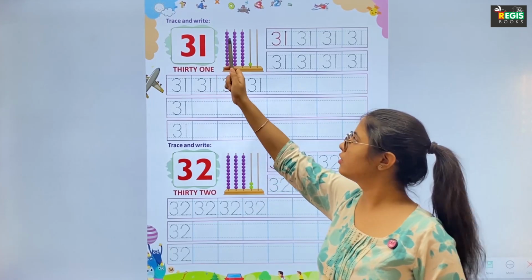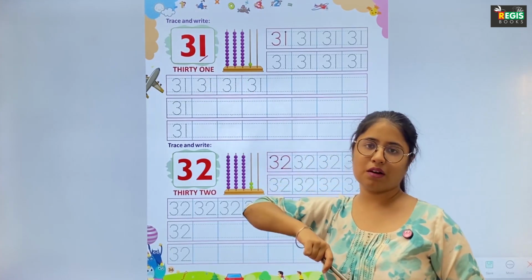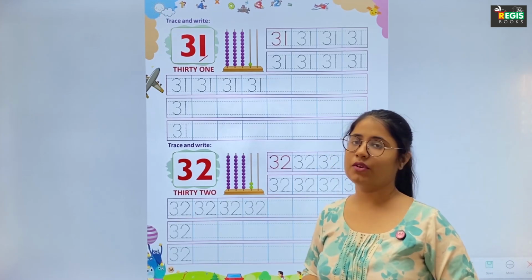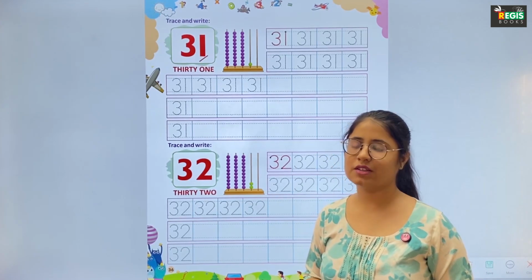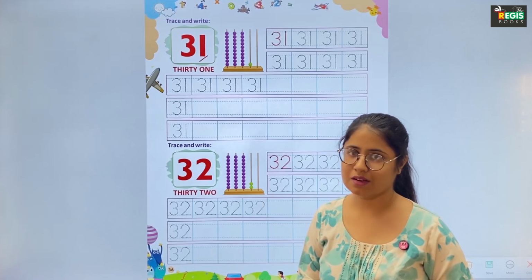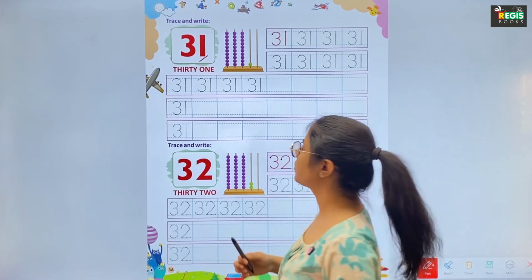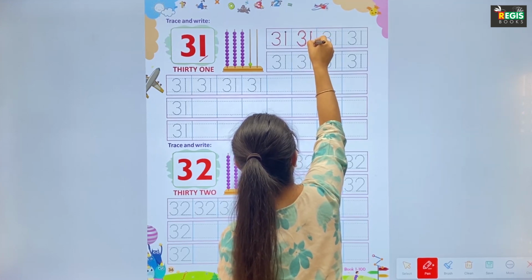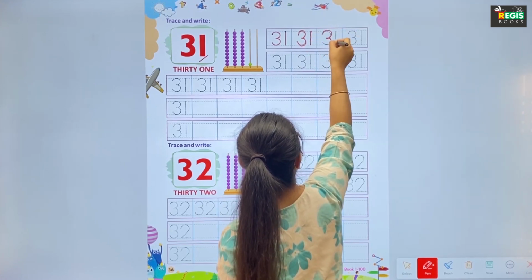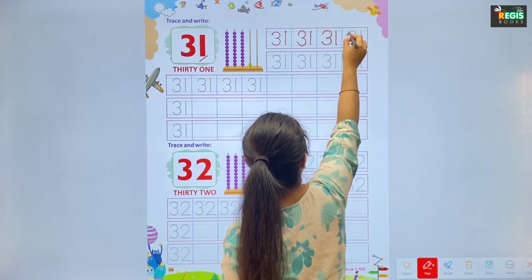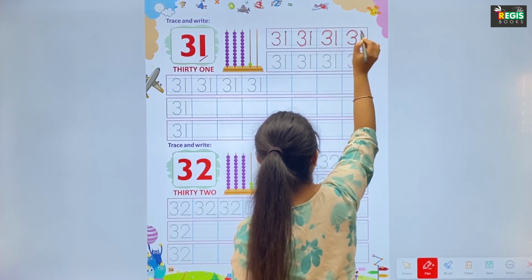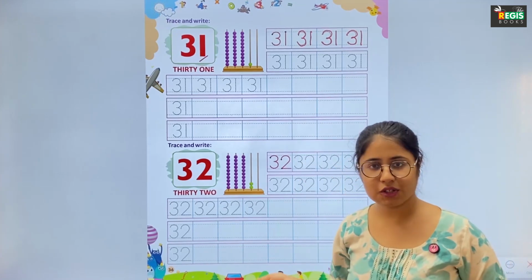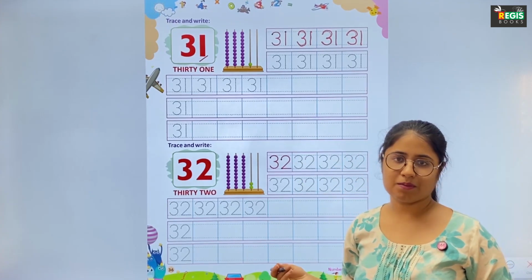Trace and write 3, 1, 31. These are 31 dots. We write the number 31 by writing 3 and 1 together. So let's trace with me. Write 3, then trace 1. Trace 3, then 1. 3, 1, 31. And similarly आप rest of the boxes में number 31 लिखकर इसकी practice करोगे.